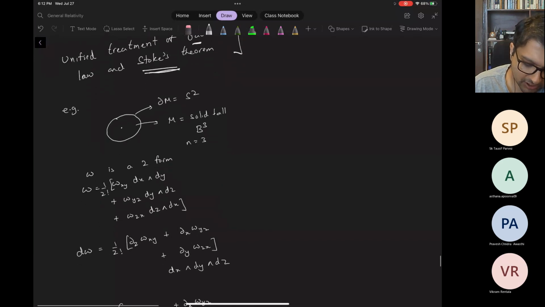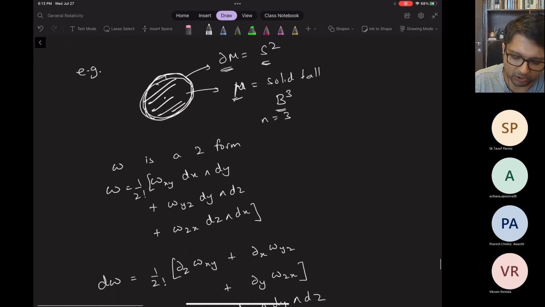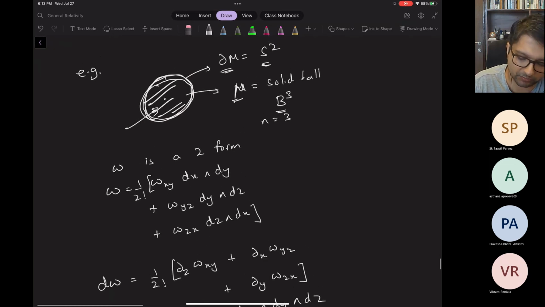Gauss's law: we take a solid ball in 3 dimensions like this. This is our manifold M. The boundary of this ball is S2, this 2-sphere. So partial M is S2, and M is this ball B3. Now omega is a 2 form, because we have a 3-dimensional manifold, so we take a 2 form.